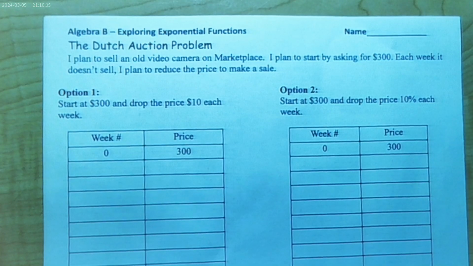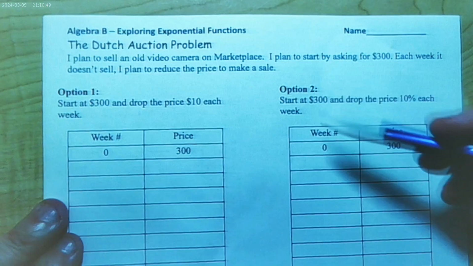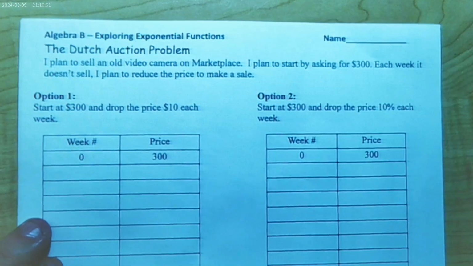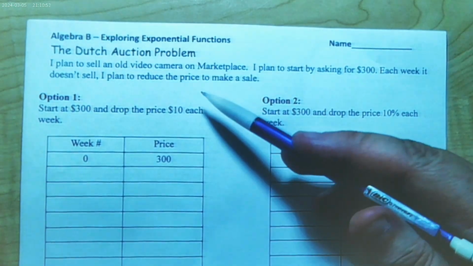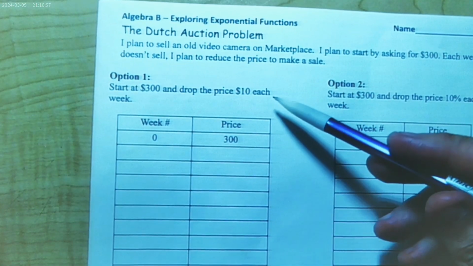All right. So the Dutch auction problem. I don't know why it's Dutch, but I'm sure it's a respectful reason. So I plan to sell an old video camera on Marketplace. Plan to start by asking for $300. Each week it doesn't sell, I plan to reduce the price in order to make a sale. All right. So option one, we're going to start at 300 and drop the price $10 each week.